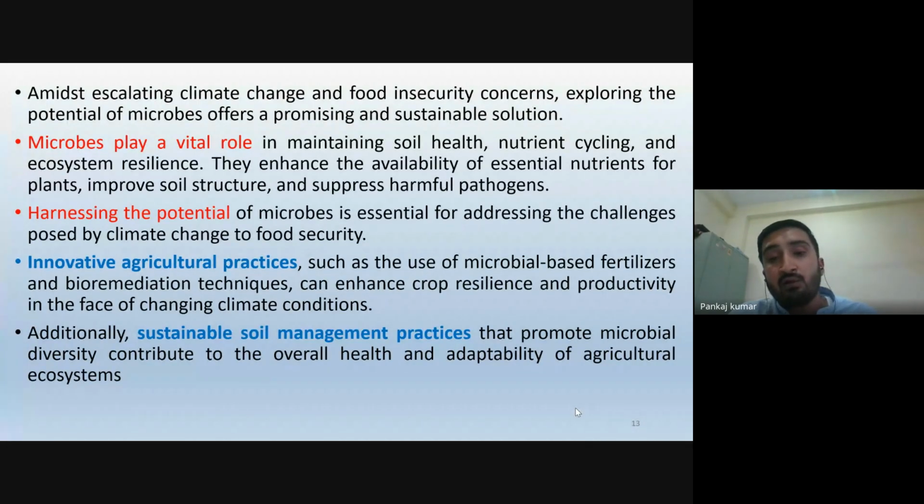As we know, when our country became independent, the first target people faced was that we have to become self-sufficient in agriculture and food production. For any country to survive for a much longer time, food production and its security is the topmost thing. Additionally, sustainable soil management practices that promote microbial diversity contribute to the overall health and adaptability of the agricultural ecosystem.